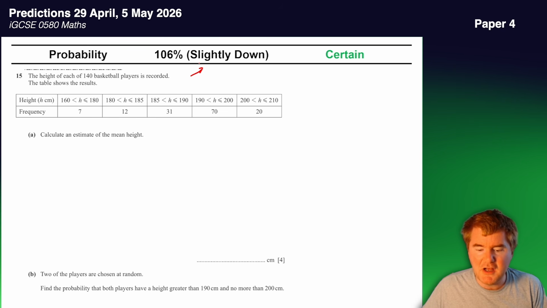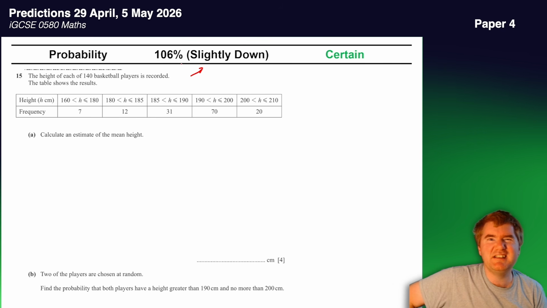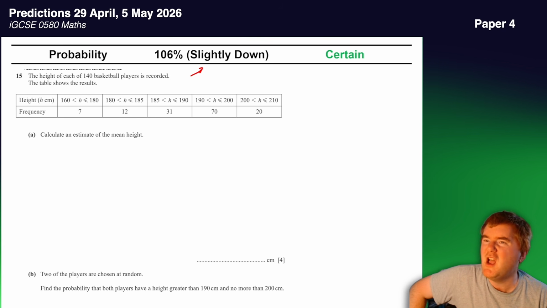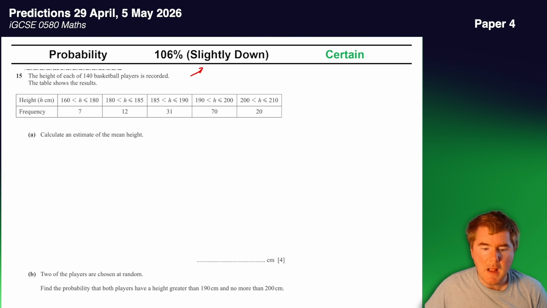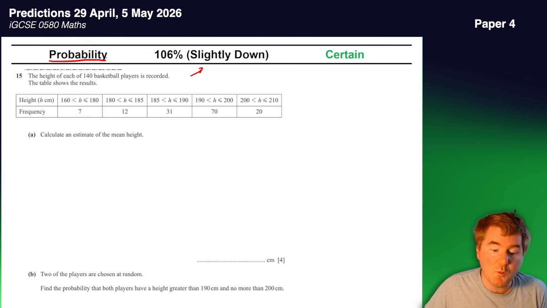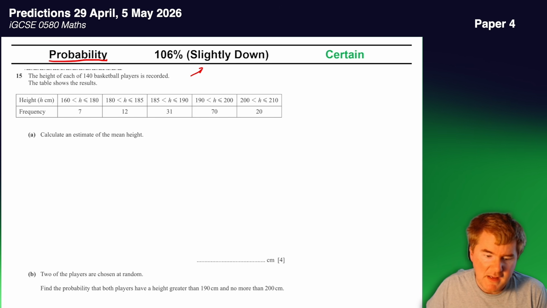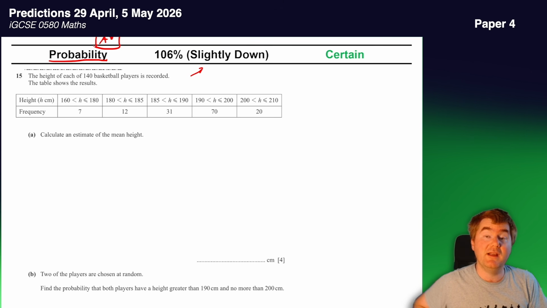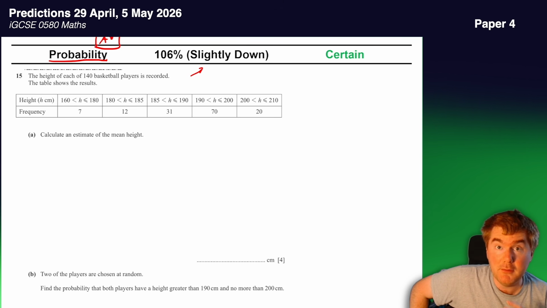Now this is slightly down at 106%, but this essentially tells you they'll put a probability question on paper 2 and on paper 4. So it's probably one of the most important topics and one that most students struggle with. So if you're aiming for that A star grade, getting great at probability quickly is going to be really, really important for you.